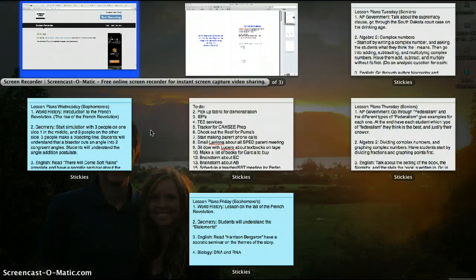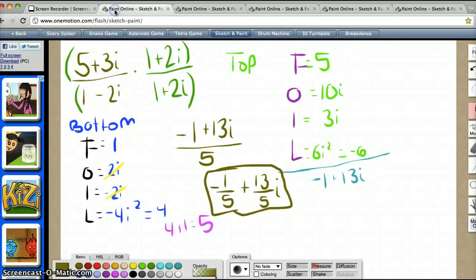So let's go ahead and look at the example. Here we've got 5 plus 3I divided by 1 minus 2I multiplied by the complex conjugate, which is the bottom of your fraction with the opposite sign. So 1 plus 2I divided by 1 plus 2I. Then we're just going to go ahead and FOIL. So we FOILed the top here.